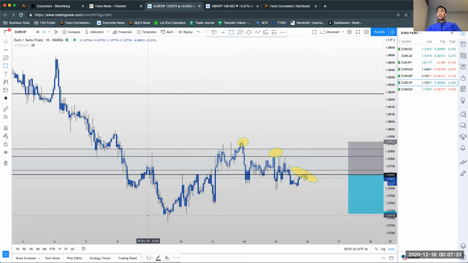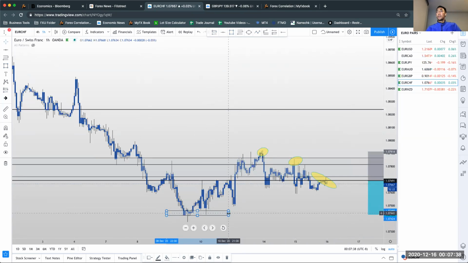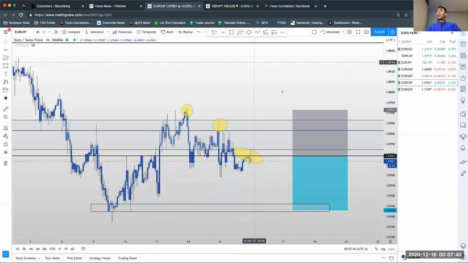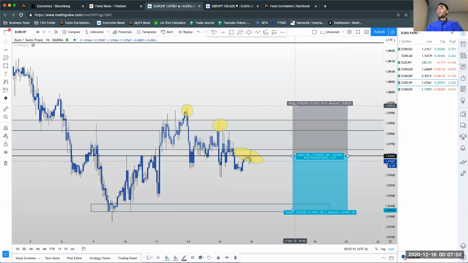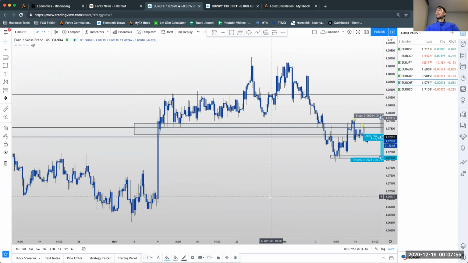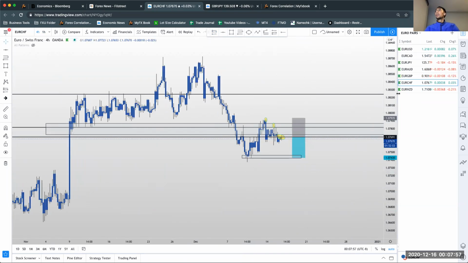A lot of this zone right here would be a good area to take profit. It's not even a huge move, but low risk if you keep your stop right above the zone. Or you can do just 1-to-1 and be safe with it, you know what I mean? Something like that. Yeah, that'd be a safe trade.